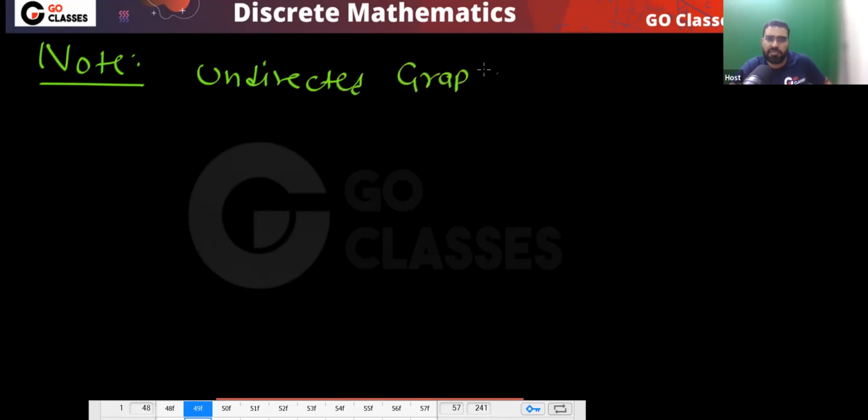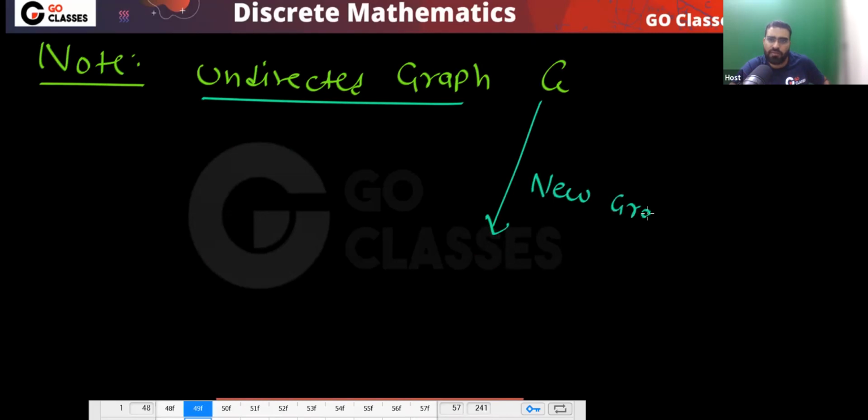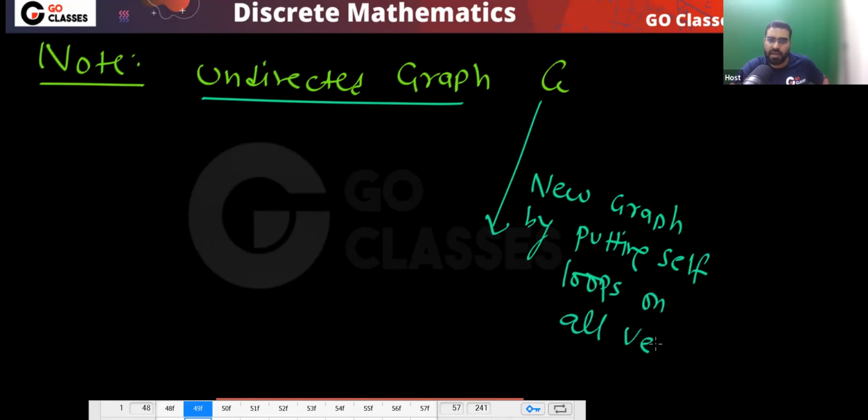Let's assume you have an undirected graph G. Now, from this undirected graph G, I am creating a new graph by putting self loops on all vertices. Let's say that is G dash. A new graph I am creating by putting self loops on all vertices.